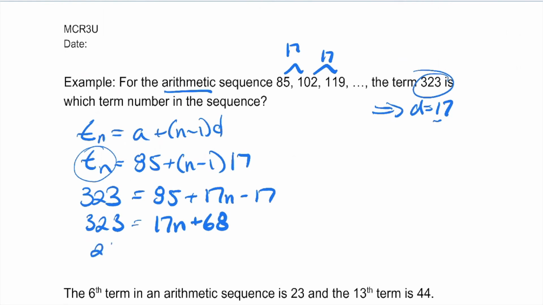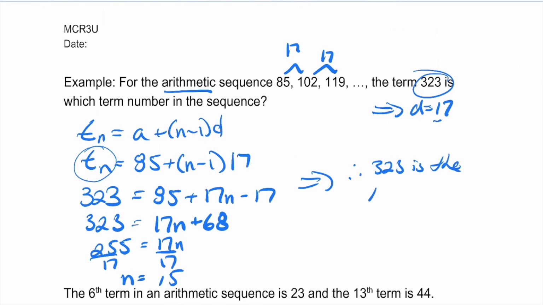That's 255. It's equal to 17n. Divide both sides by 17, and we get n is 15. So therefore, 323 is the 15th term of the sequence.